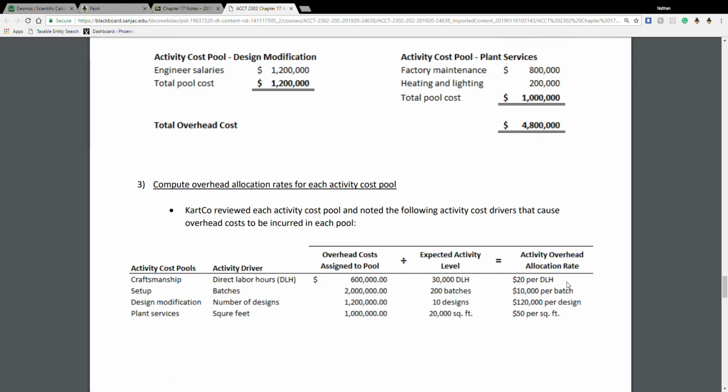So with that, we divide each one and we get our basically activity overhead cost per these items. So $20 per direct labor hour, 10,000 per batch, 120,000 per design, and $50 per square foot. Okay?